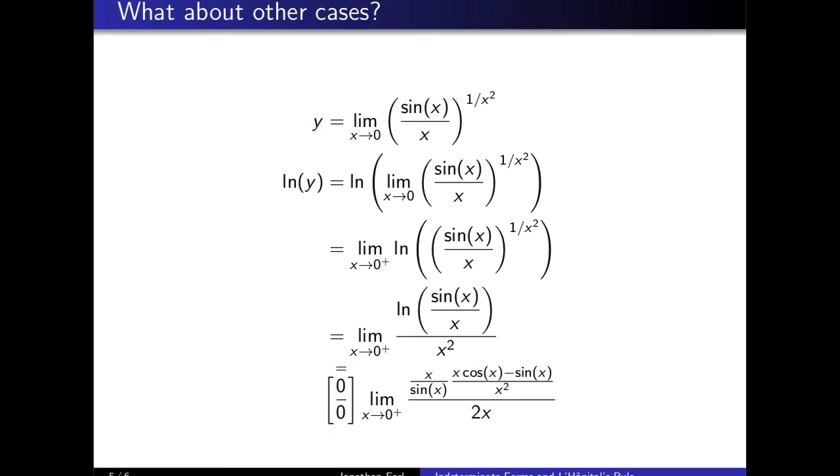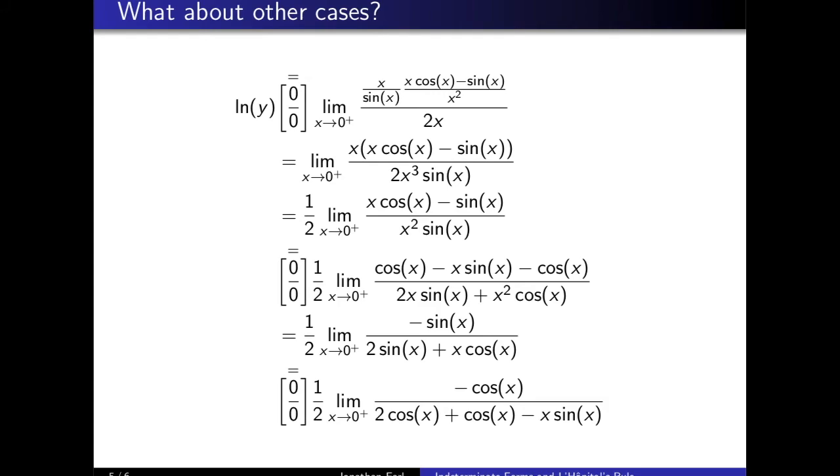Okay, and then using what we know about the derivative of the natural logarithm, we'll do the chain rule. So we'll get 1 over the argument, so 1 over sine of x over x, in other words, x divided by sine of x, all times the derivative of our argument. The derivative of sine of x over x, we could easily find with the quotient rule to be x cosine of x minus sine of x all over x squared. And then we still have the derivative of the denominator, which is 2x.